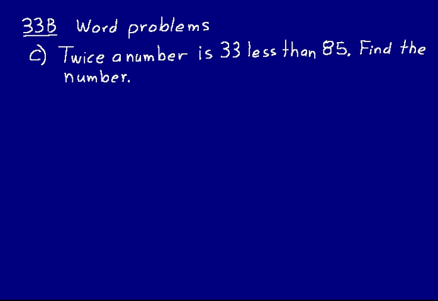Look at this problem, and let's just read it left to right, just like we always do on word problems. We'll read it first, and then we'll go back and look for keywords and see how to make our algebraic equation. Twice a number is 33 less than 85. Find the number. Okay, so twice a number is, that's our equal sign. And so we say twice a number, or 2n.